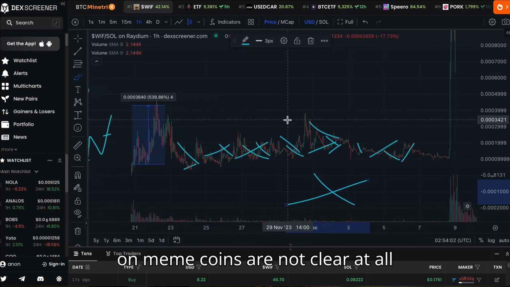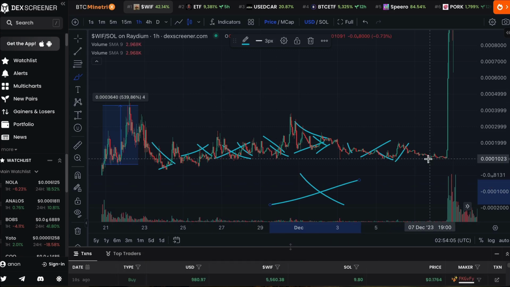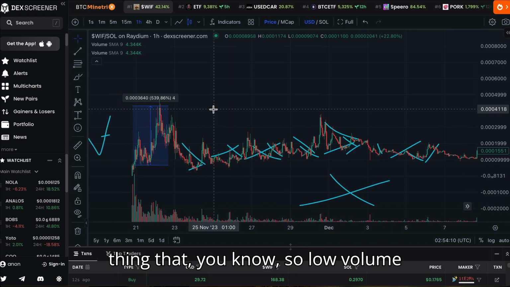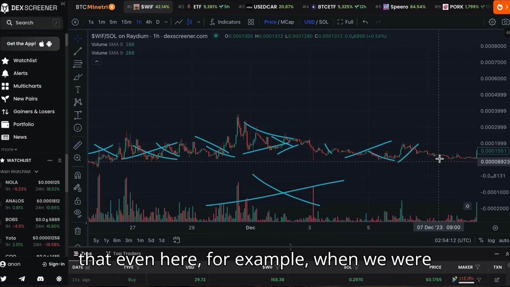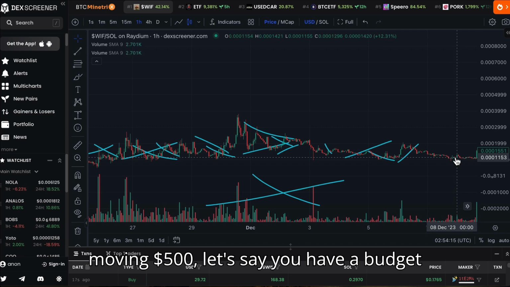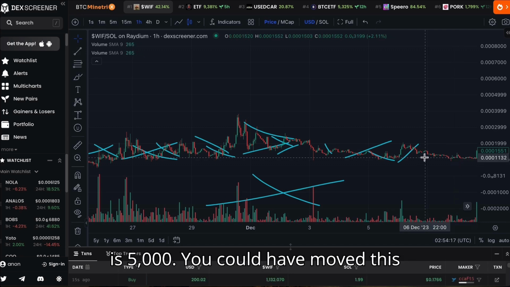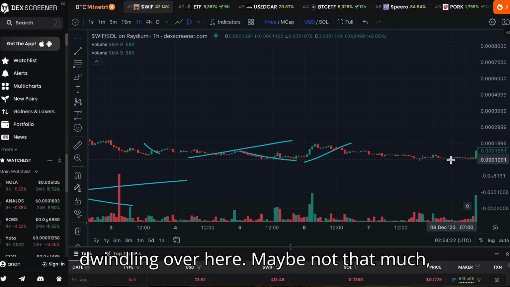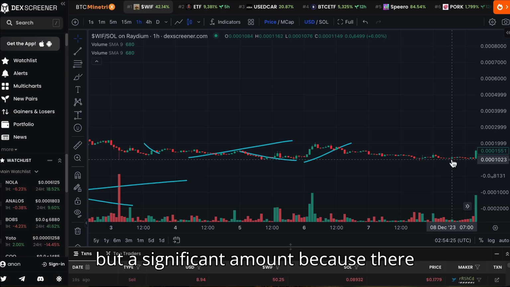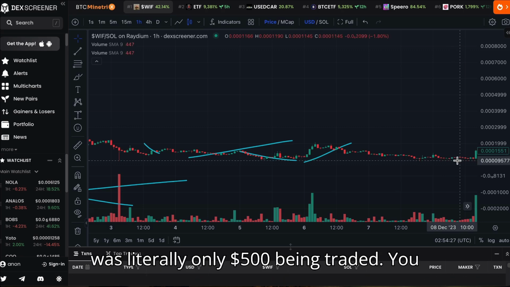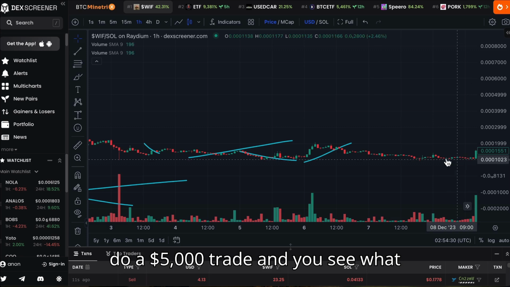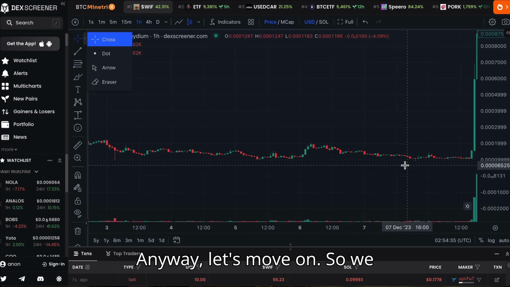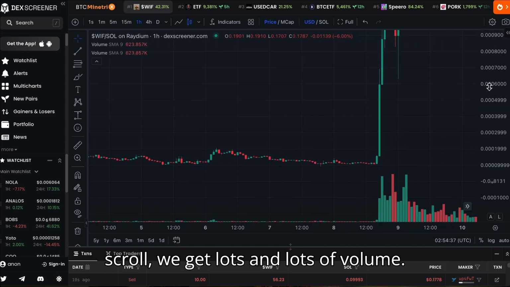And actually the patterns on meme coins are not clear at all, because it's such a low volume traded thing, so low volume that even here, for example, when we were moving $500, let's say you have a budget of investing, your entire crypto account is 5,000. You could have moved this market up 200% when it was dwindling over here. Maybe not that much, but a significant amount, because there was literally only $500 being traded. You do a $5,000 trade and you see what happens, which we were seeing here. Anyway, let's move on. So we scroll, we get lots and lots of volume.